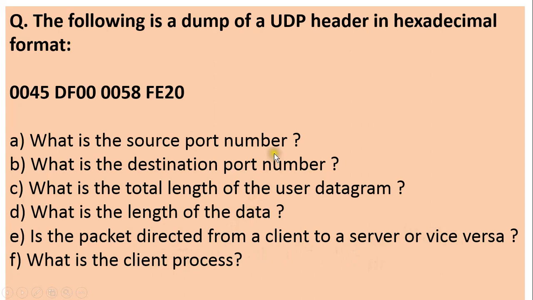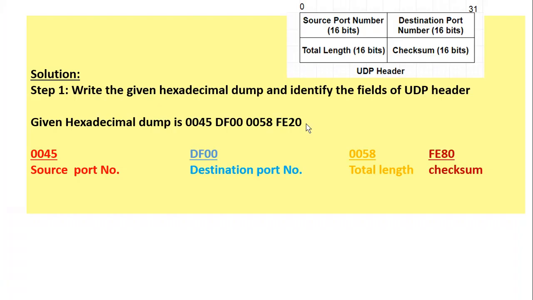So in this numerical, a hexadecimal dump of 16 digits is given to us and we are asked to find the answers for these questions. Now, certain steps must be followed to solve such numericals. In step 1, write the given hexadecimal dump and identify the fields of UDP header.